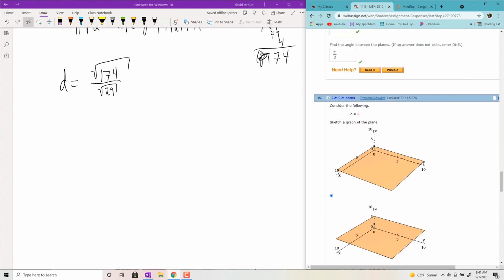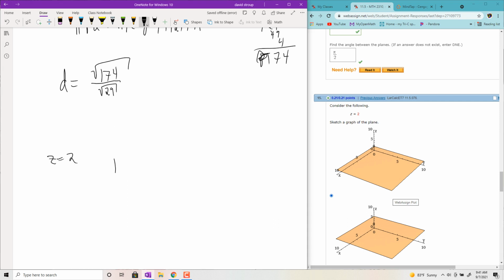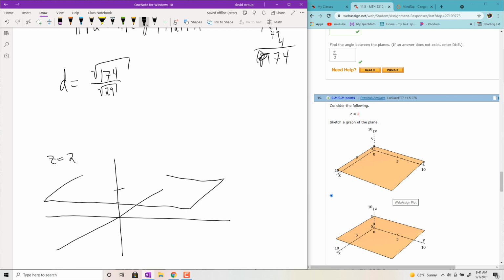Some graphing. So the graph of z equals 2. Basically, you just go up 1, 2, and then you have a plane going through that point. If you want to make it look dandy, you can cheat a little here and make it look like the line's going through the plane. And this is the point 2 on the z-axis.